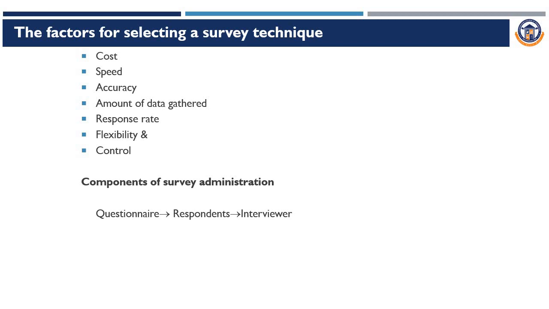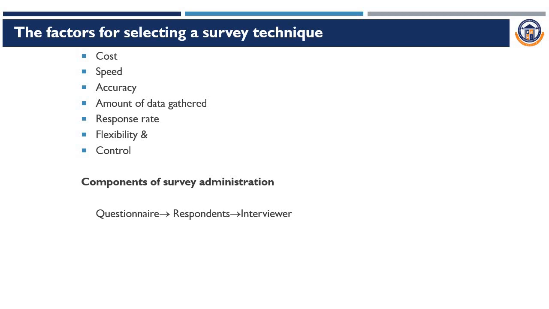Cost, because cost is an important aspect when you are covering a larger population from various geographical locations. Definitely it involves huge cost. So before collecting data, we have to calculate how much cost it incurs. So cost is the first factor. Second is the speed. If you want to meet every respondent face to face, it will take time to collect the data.